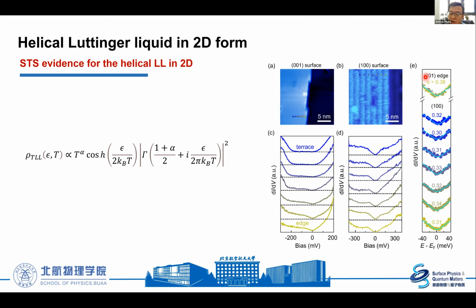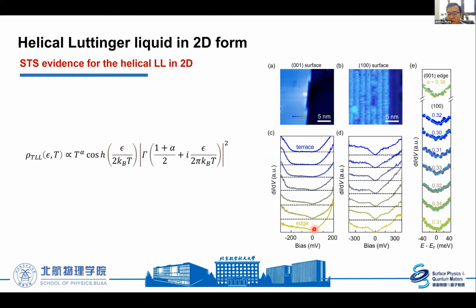The curve is obtained at the edge region. No, I mean on the far right. I do not do the fitting because it is a gap. We cannot do the fitting on the right panel. Let's say panel E, the upper panel. What is the difference between all these curves? This one is the fitting result of the edge state of the 001 surface. It's only for this part, not for the terrace.